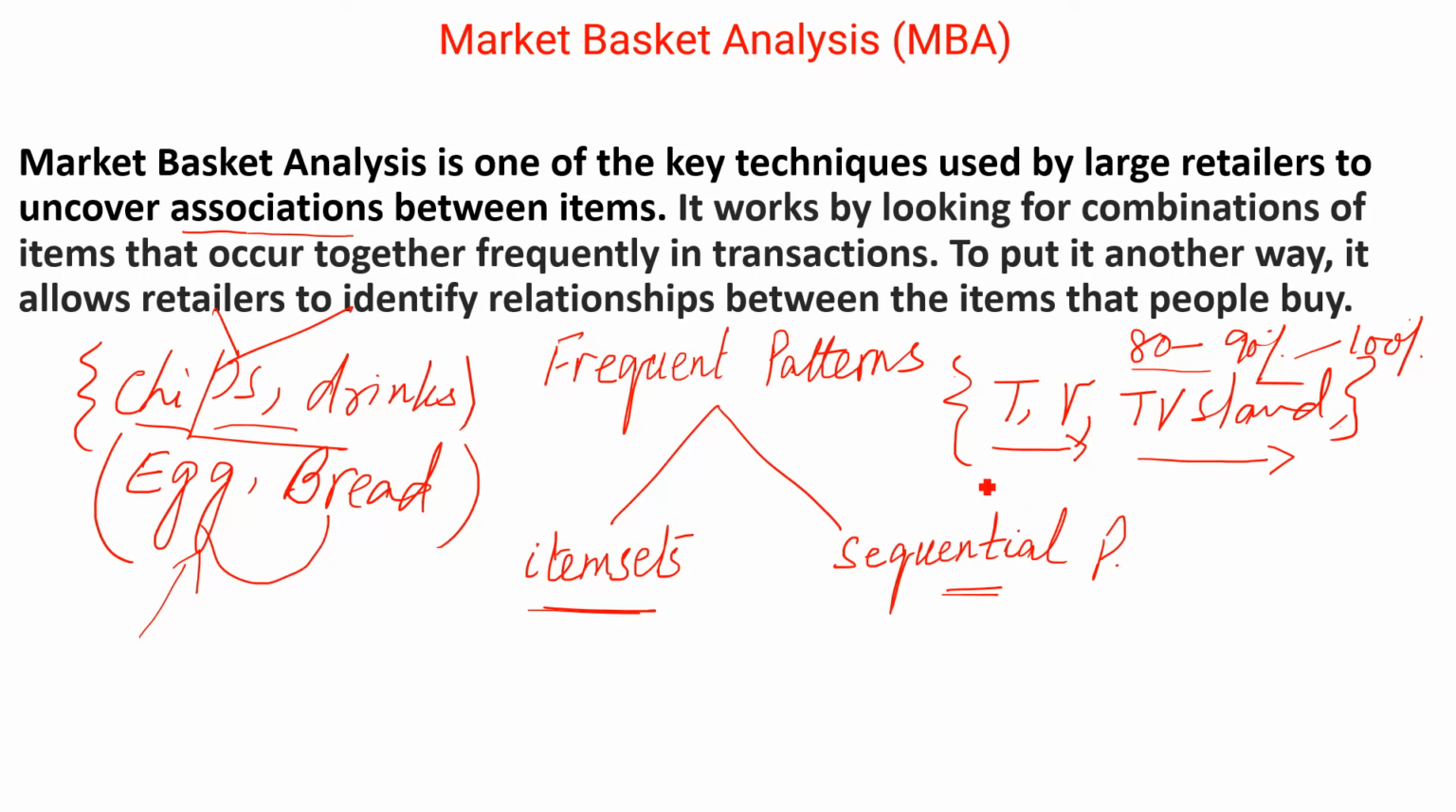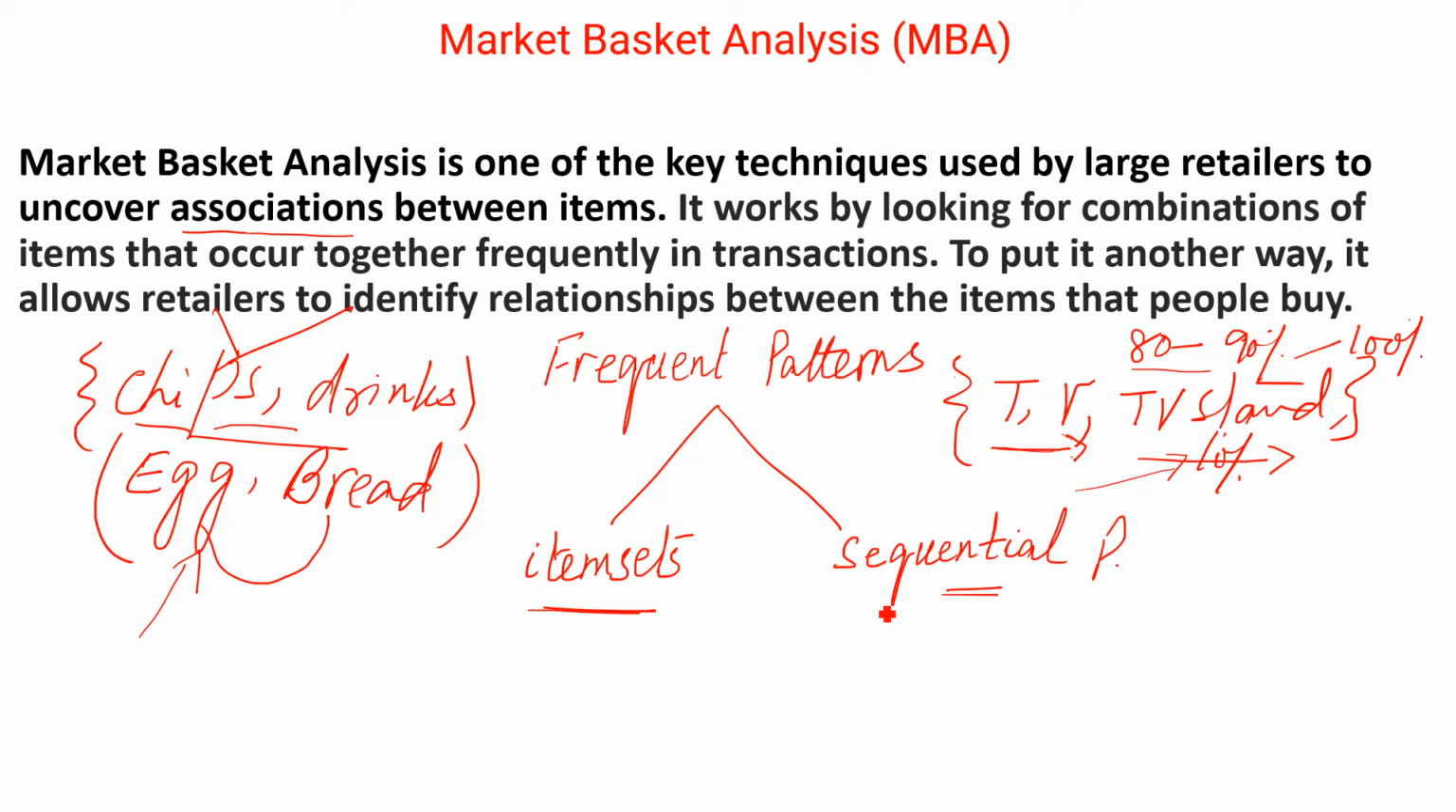Now in this case, he says, okay, this is the pattern, so how can he increase the profit? Maybe he will say, I will give you a 10% discount. So when people buy a television, they will definitely buy the television stand, because he is offering some discount. He knows the pattern, the sequence in which people buy, and now he is offering the discount, maybe 10%, 20%, 30%, whatever, right?